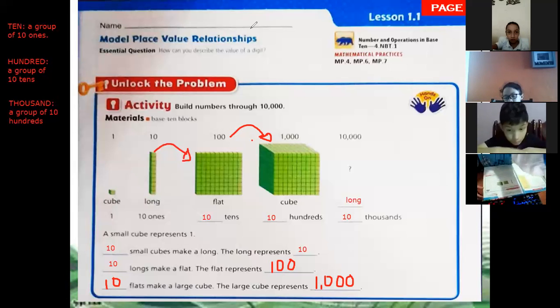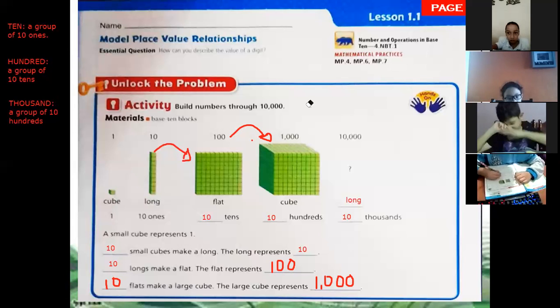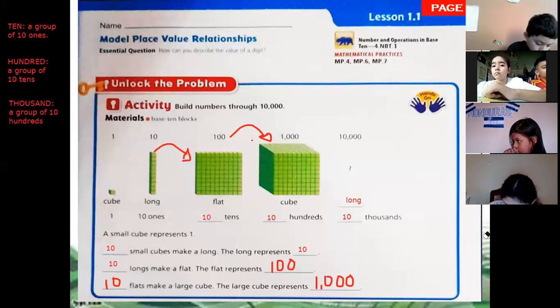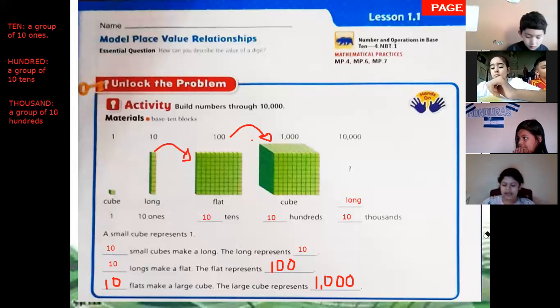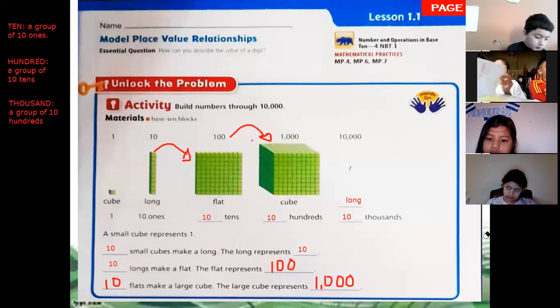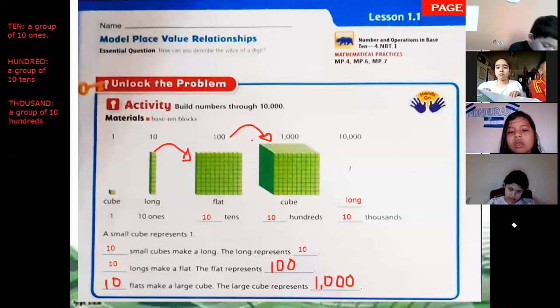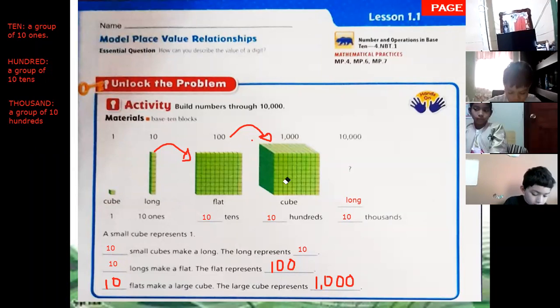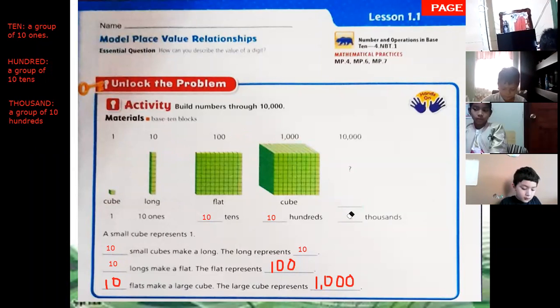Okay, next, because I think you already copied, right? Okay, let's work on the next page. Page 6. Next page. Okay.